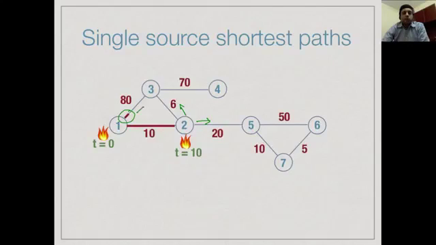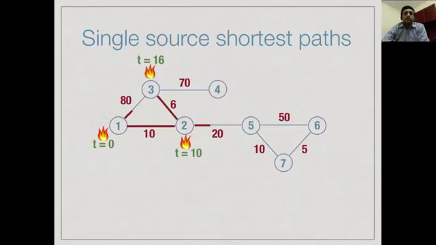And meanwhile, of course, the fire from 1 to 3 also continues at the same rate as it was before. Now we can see that after 6 units of time, vertex 3 will burn. Right? So at t equal to 16, vertex 3 has burned. Now the fire from 1 to 3 has traveled 16 by 80 of its distance, and the fire from 2 to 5 has traveled 6 by 20 of the distance.